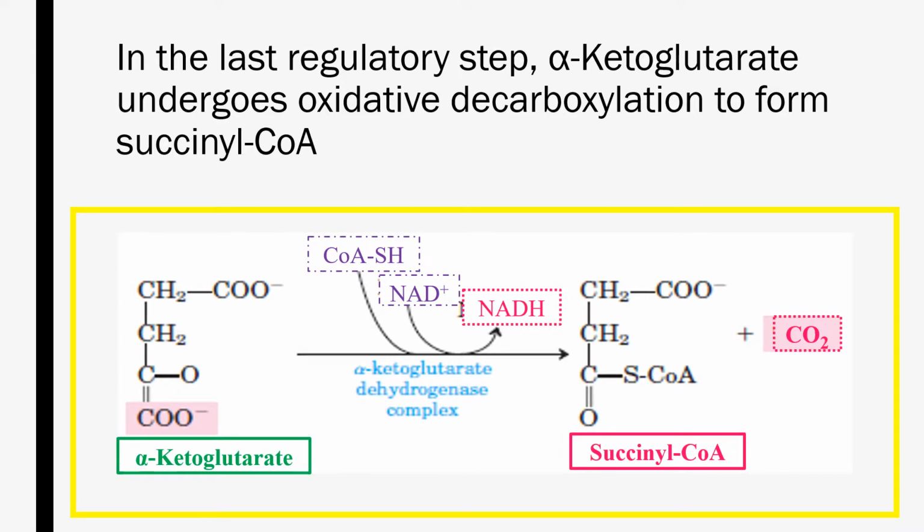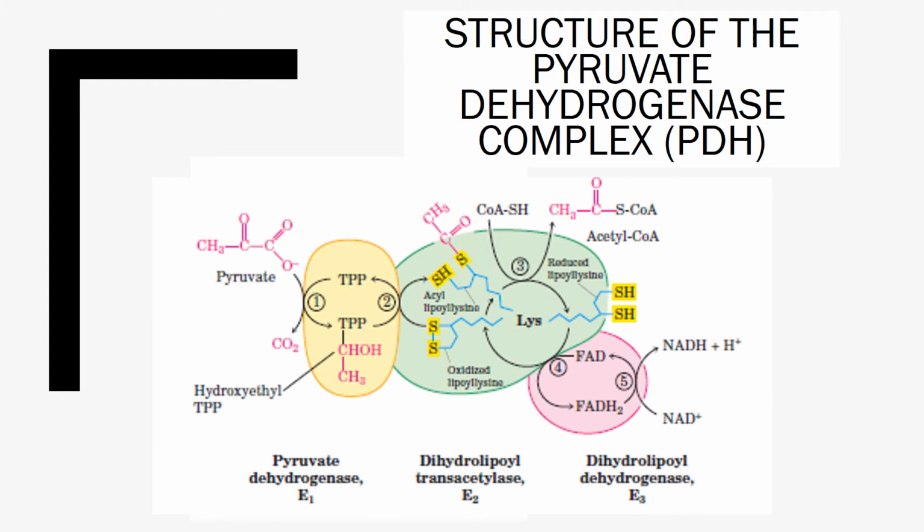NAD+ serves as the electron acceptor and CoA as a carrier of that succinyl group that forms the thioester bond of succinyl-CoA. The alpha-ketoglutarate dehydrogenase complex is very similar to the PDH complex, shown here.